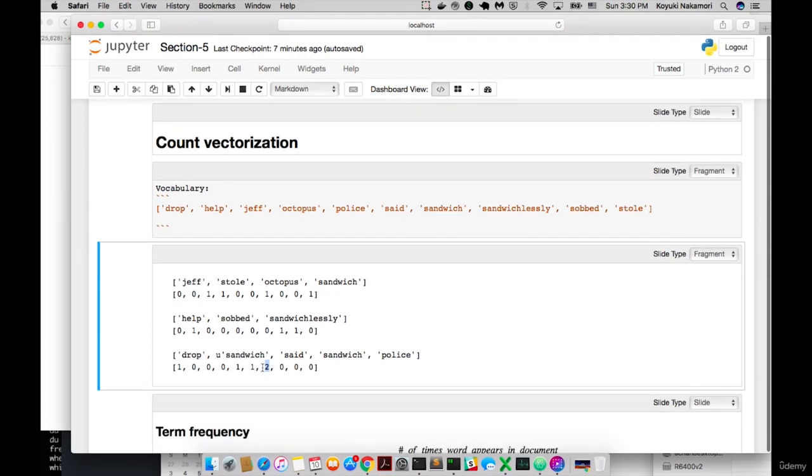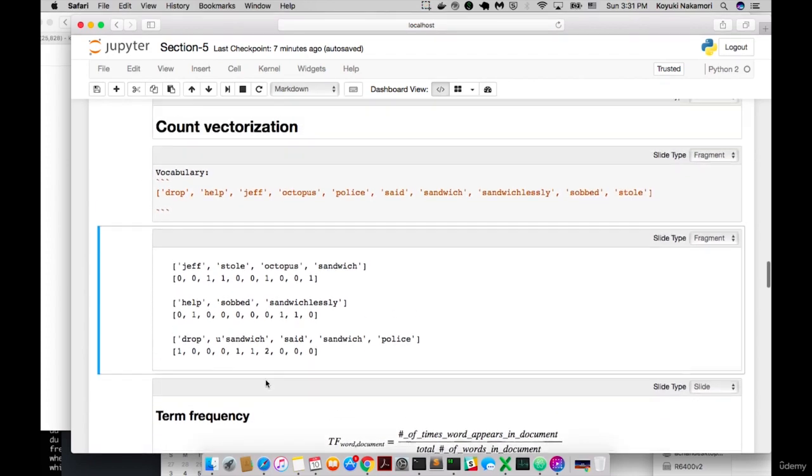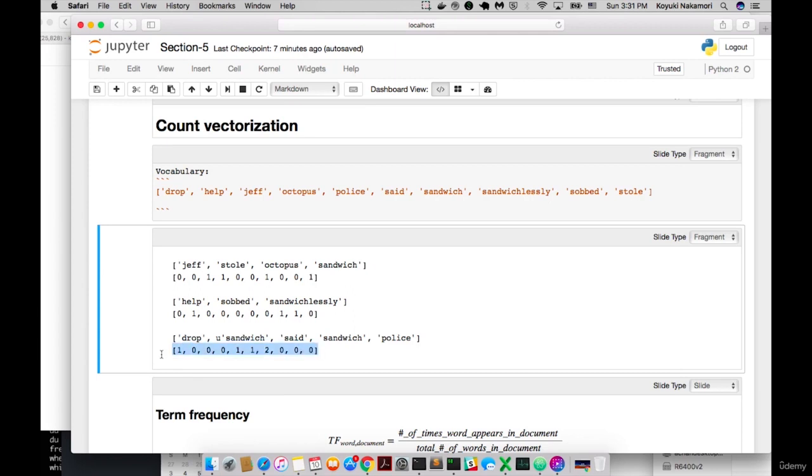You can see if a word appears twice, like sandwich, then you have two. So it's a very simple bag of words. Think of it as having a bag, and you're just adding words or tokens to your bag, and then doing the counts of that. This is very straightforward. This is how you can numericize your vector of tokens, from here to here.